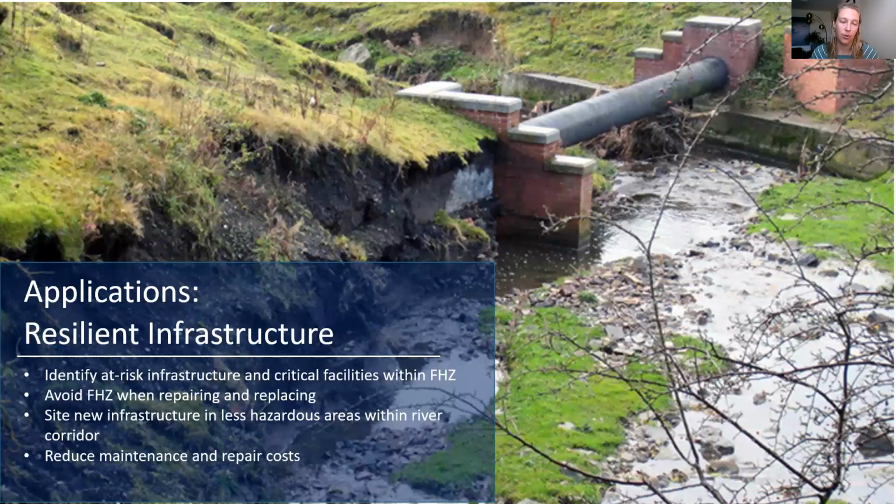We can also use these for assessing resilient infrastructure. So really looking at what critical facilities are within the FHB or FHZ and avoiding putting new or replacement sewer lines or water lines into these areas that are susceptible to major channel change.